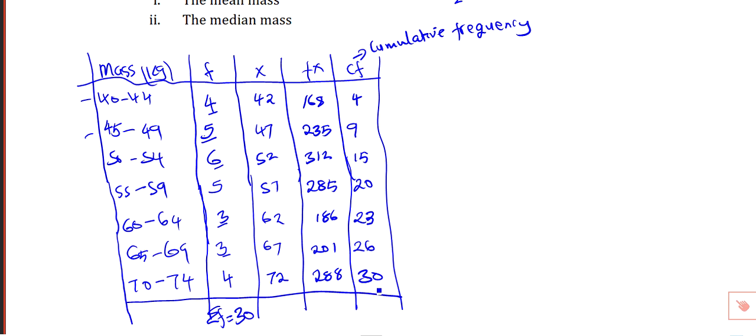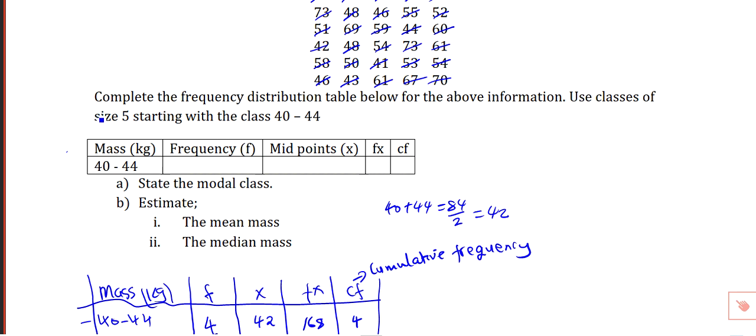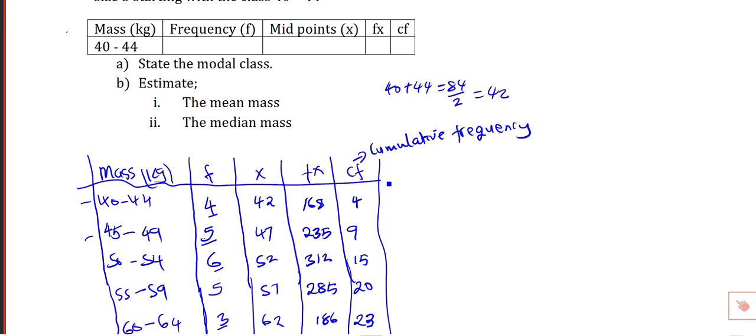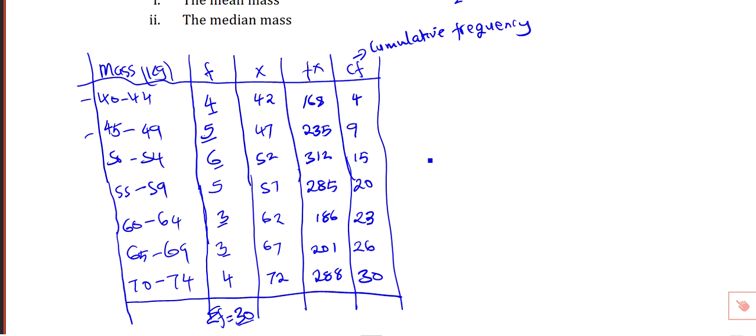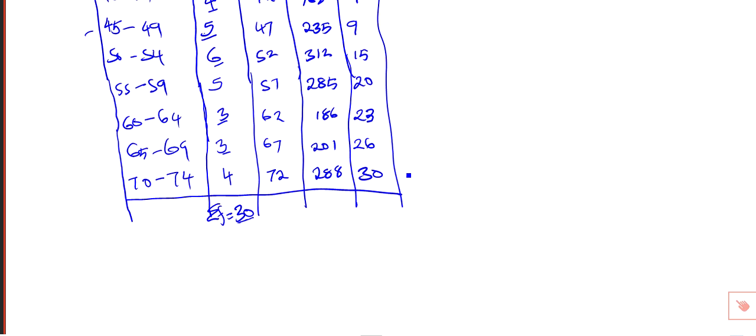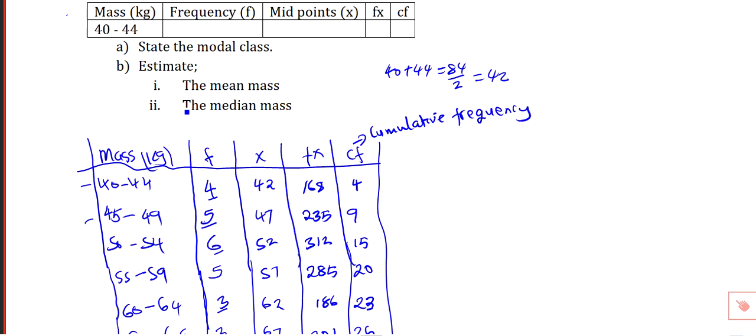Again, the last cumulative frequency becomes 30, and you can see it is the same as the sum of all the frequencies. Now we have answered that question, which was telling us to complete the frequency distribution table using the data above. So we have finished slotting in our values. Now we come to this question here.